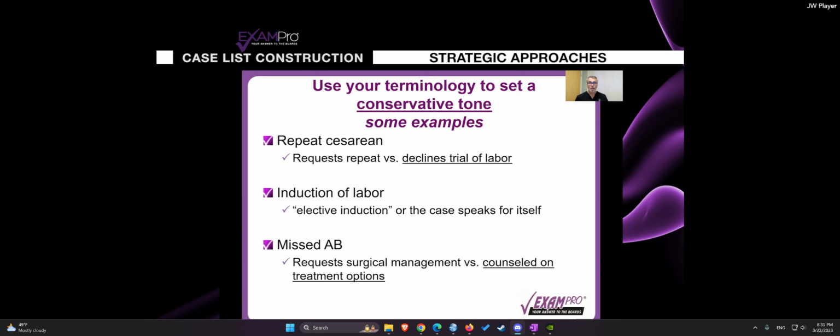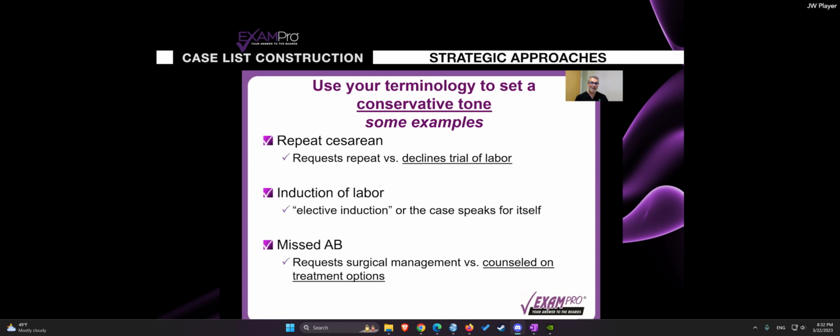The same thing when we talk about induction of labor. There's no reason you have to put in elective induction. I mean, with the ARRIVE trial, so many people are doing elective inductions, but you don't need to write the word elective. The examiner can look at the case. They can see, if there's no medical indication documented, that this was likely an elective induction, and they might ask you, why did you do this induction for this 24-year-old G1P0 at 39 weeks and 0 days with no complications?